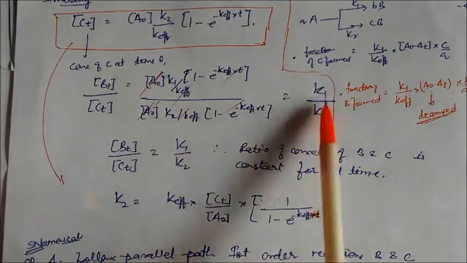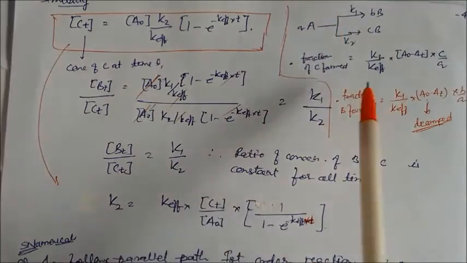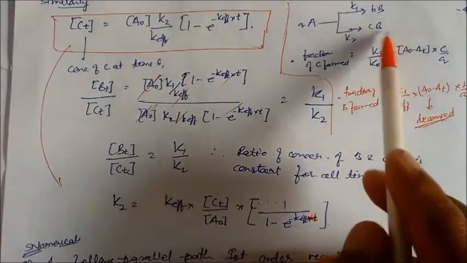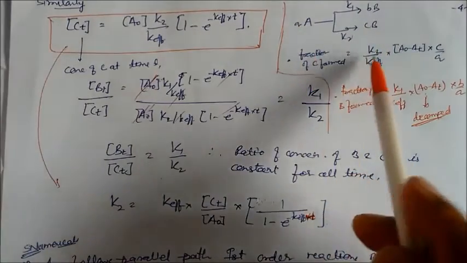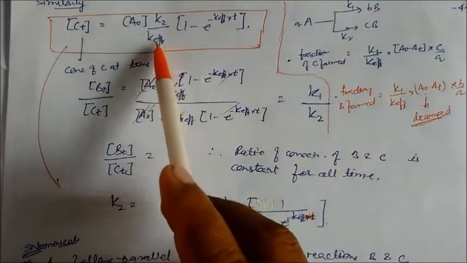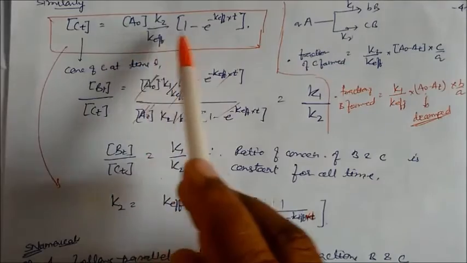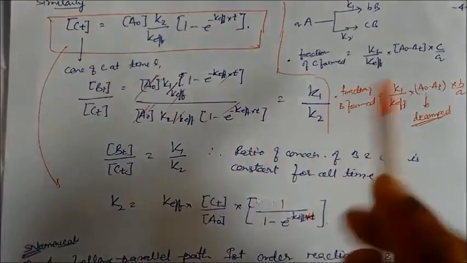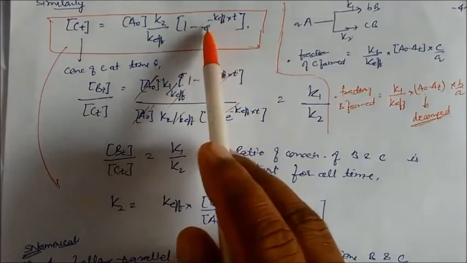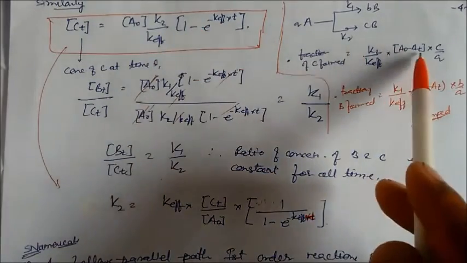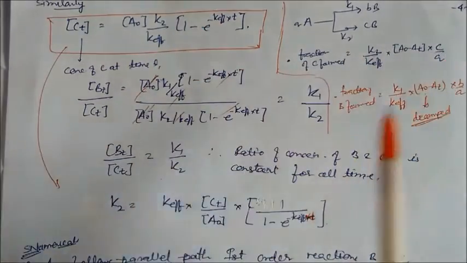Or we can say in this reaction, fraction of C formed, since these two are the dependent equation and this is the independent equation, equals K2 into K effective. So K2 into K effective, this is the A naught concentration, and this concentration is actually written in the form of A naught minus At. As we have seen previously, we can write A naught minus At into C upon A. This is the fraction.